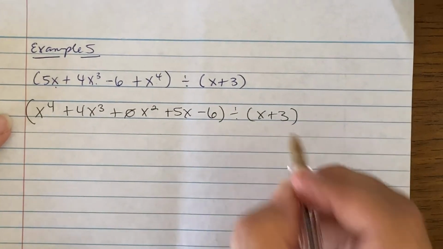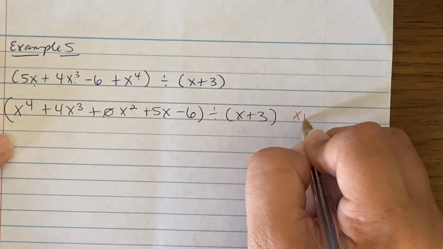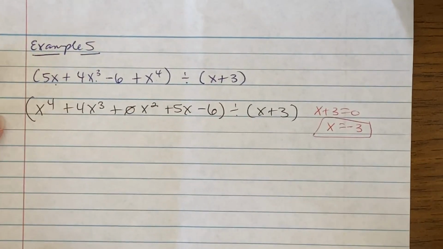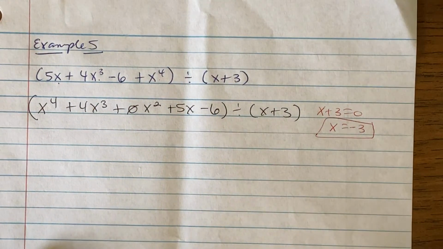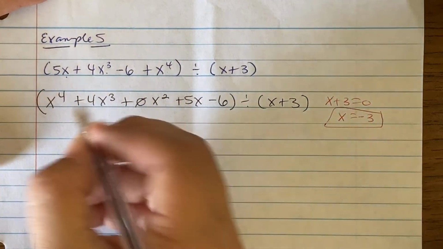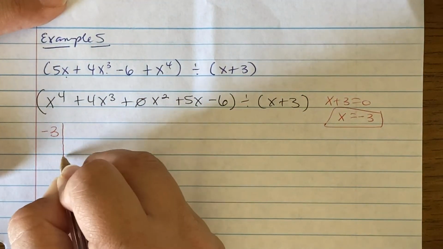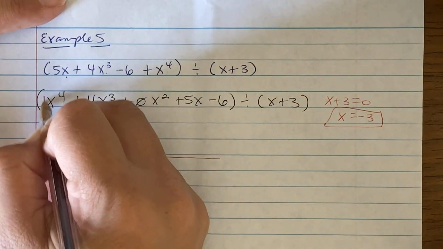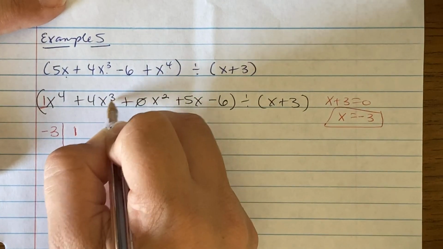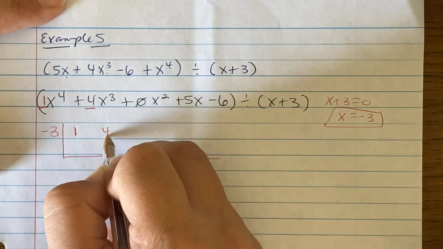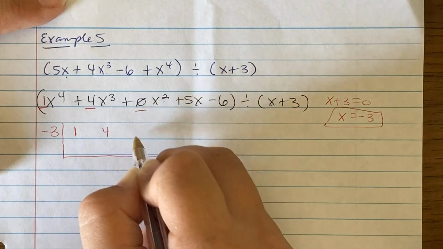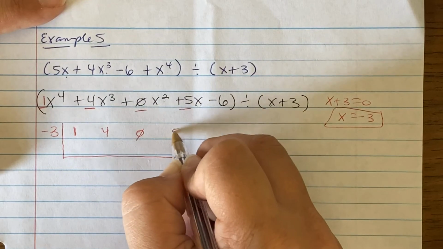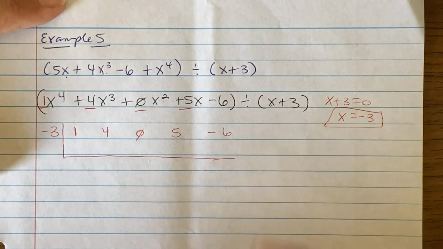Remember, before you can start the problem, you're going to take x plus 3, set equal to 0, so x equals -3. That is what we're using for synthetic division. That is your outside piece, -3. And our pieces. So now, power of 4 has a coefficient of 1, so I'm going to write a 1. Power of 3 has a coefficient of 4, so I'm going to write a 4. Power of 2 has a coefficient of 0, so I'm putting my 0 placeholder. Power of 1 has a coefficient of 5, so I'm writing my 5. And then you have your -6.